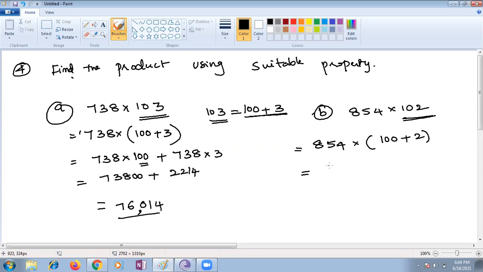The mother should be distributed over the children. Please tell that step. Ma'am, we have to multiply 854 into 102, ma'am. No. Here, what symbol do you have? Plus, ma'am. You are sharing for the first child. Next one, you are supposed to share. 854 into 2, ma'am. Very good.